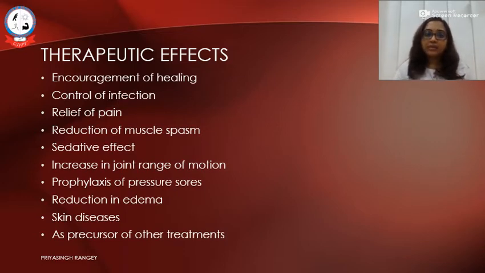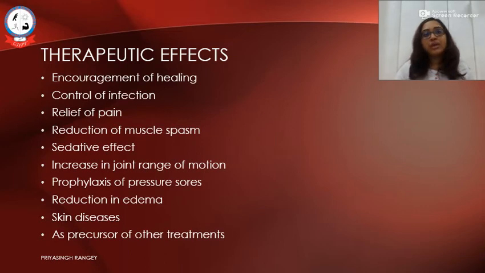The next effect that is produced by heat is sedative effect. We know that heat encourages healing, it reduces pain, it reduces muscle spasm, hence giving a sense of well-being to the patient. It also helps in calming the nerves down, hence it gives a general sense of relaxation to the person, leading to a sedative effect.